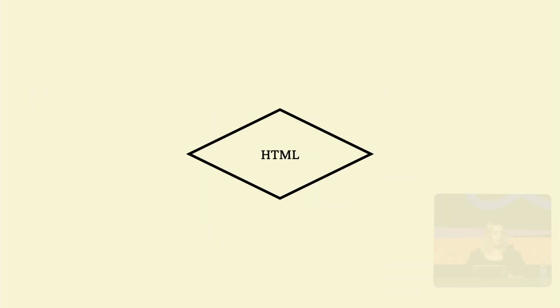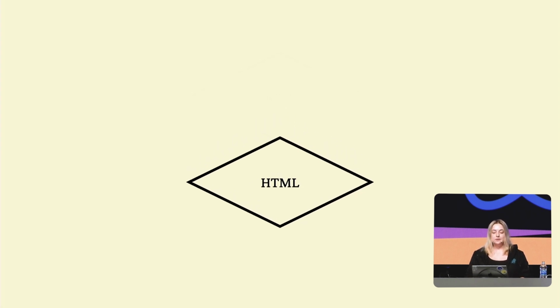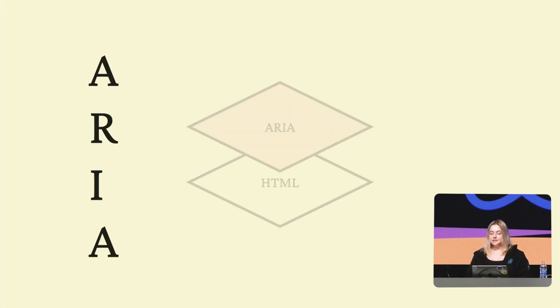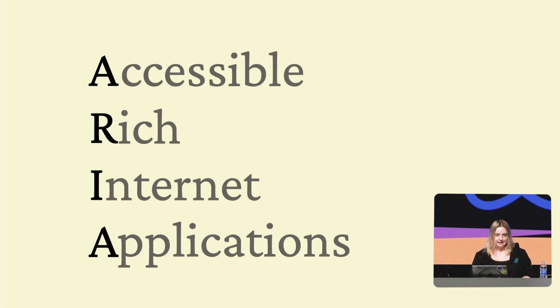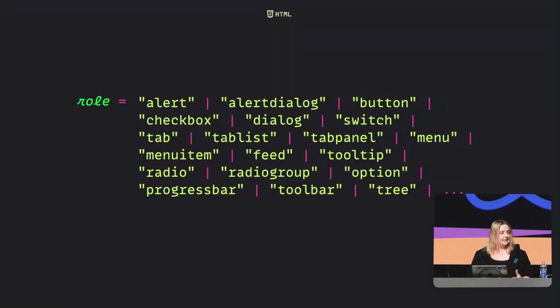However, sometimes for modern UIs, native HTML might not be enough. So in those cases, we can use ARIA. ARIA stands for Accessible Rich Internet Applications. And it is a spec that defines a set of HTML attributes that give us granular control over the accessibility tree. For example, we can override the accessible role of an element using the role attribute.